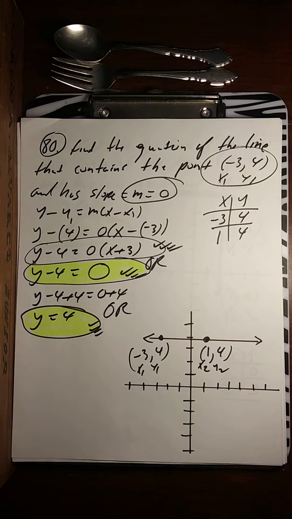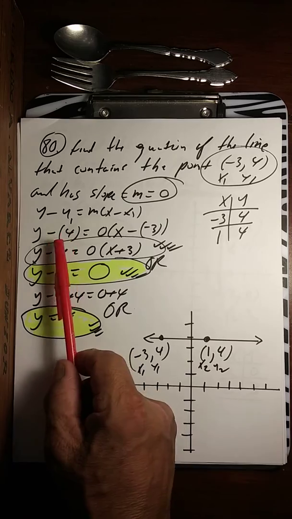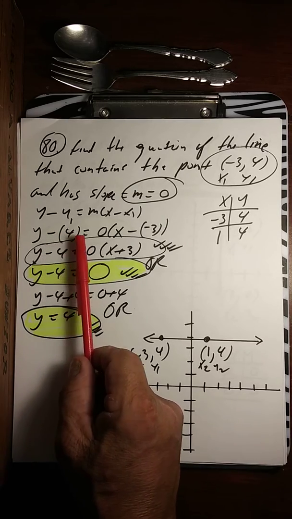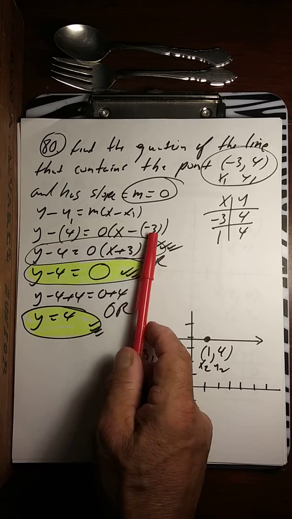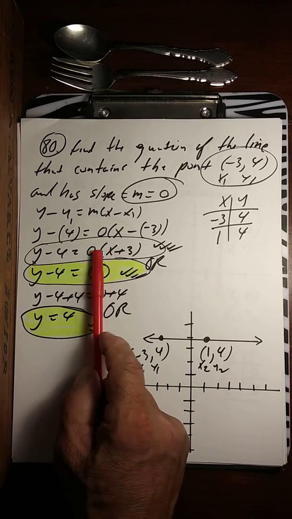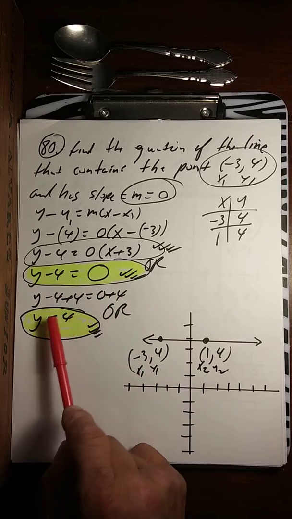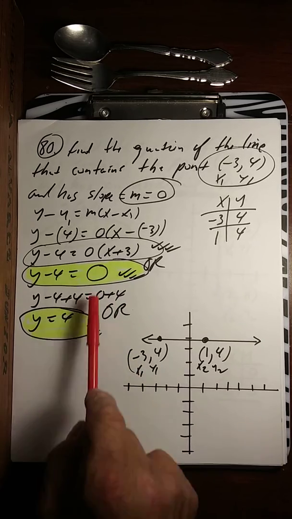Find the equation of a line that contains the point (-3, 4) and has a slope of 0. Put the numbers in there. y minus 4 equals 0 times (x minus negative 3). So minus negative 3 is plus 3, and 0 times (x plus 3) is still going to be 0. So y minus 4 equals 0, or add 4, y equals 4. So there's this one and this one.